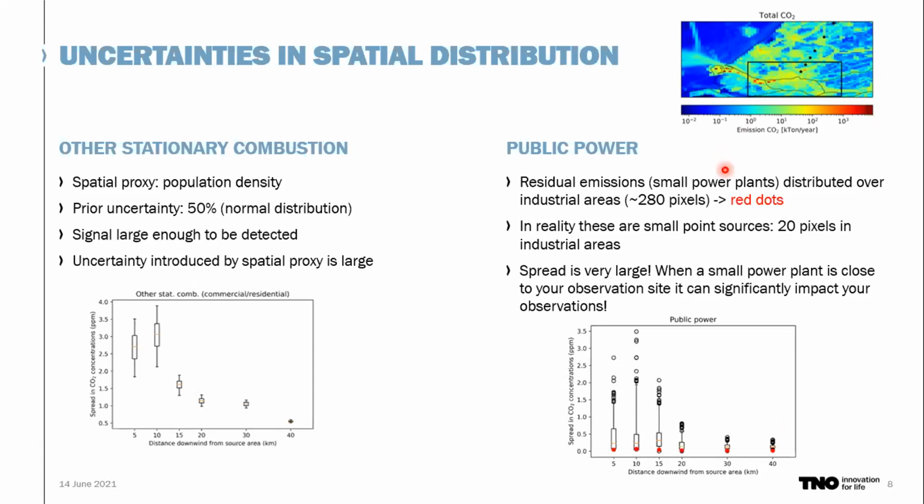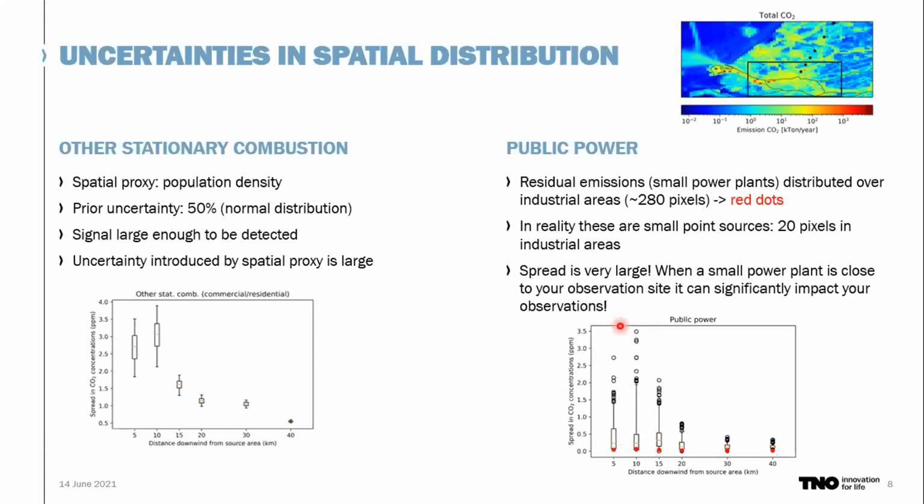And if you do that in a forward simulation, you get these red dots at the bottom. So there's almost no signal coming from it. You do not really observe emissions from these power plants. But in reality, we know that these are actually small point sources, and we estimated that there should be around 20 of them in this domain. So we randomly select 20 pixels from these 280 industrial area pixels. And we do that again 500 times, and then this is the spread that you get.